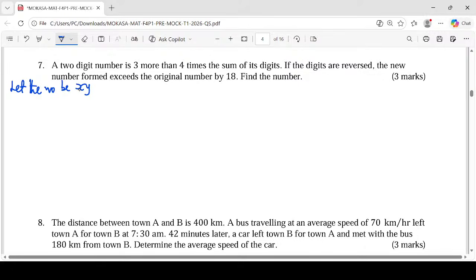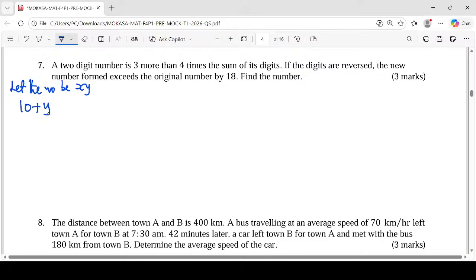If the digits are x and y, what will be the number? Remember the place value of y is ones, and the place value of x is tens. To get the value of a number, we take the total values of the digits, then we add. The total value of digit x will be x times 10, which is 10x, plus the total value of digit y, which is y times 1, to make it y. So this is the number: 10x plus y.